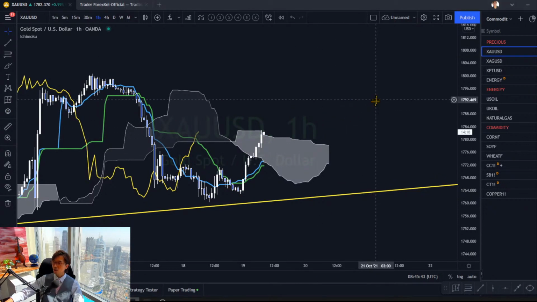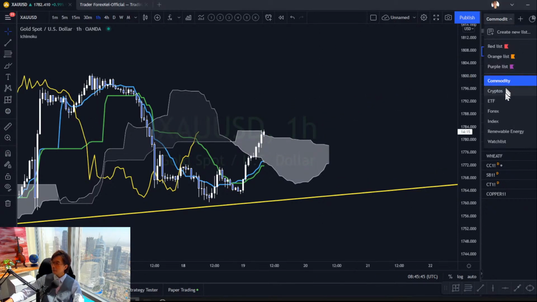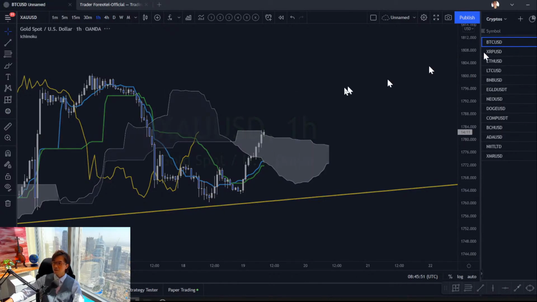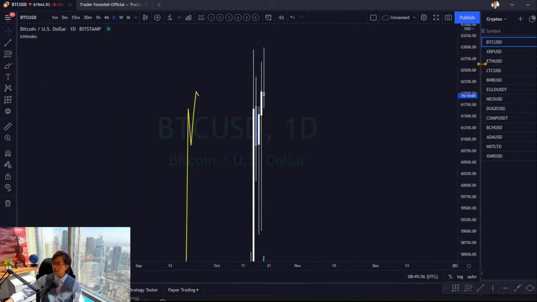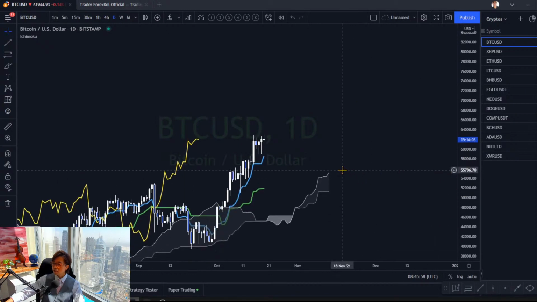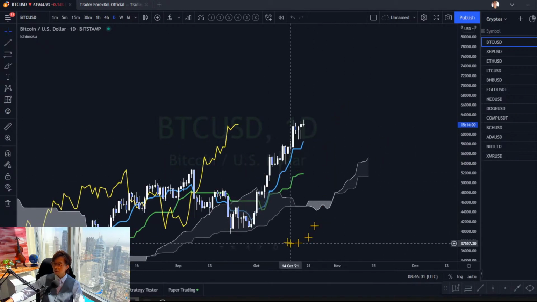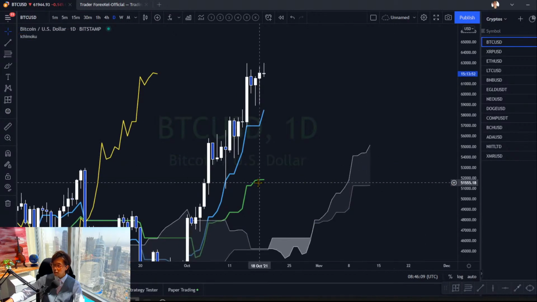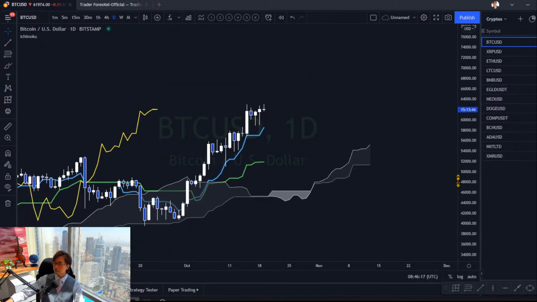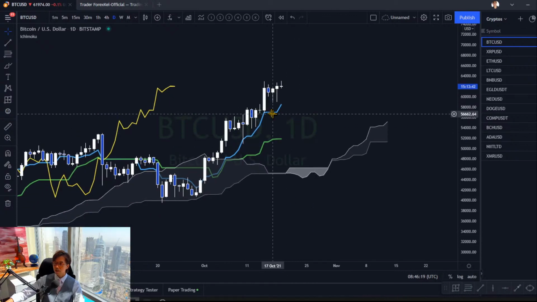Bitcoin. I don't trade Bitcoin or any cryptos because I have no experience and I haven't studied the cryptos that much. So that's why I don't trade. But here's the daily chart. It is up nicely, and Kumo's up, and I think Kijun Sen is flat. Yeah, Kijun Sen is flat right now, or still a bit uptrending, but the Tenkan Sen is up, so this is up. I see Tenkan Sen bounce 2 times before.